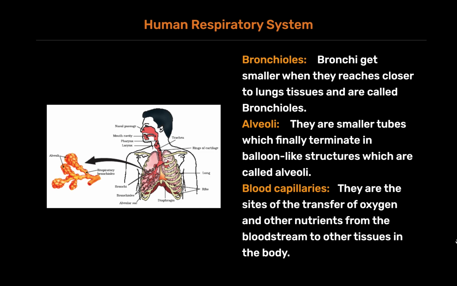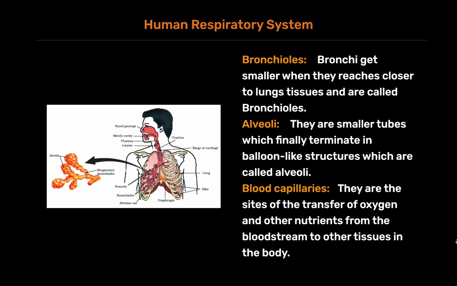Bronchioles are the passageways by which air passes through the nose or mouth to the alveoli of the lungs. The passage divides into smaller and smaller tubes which finally terminate in balloon-like structures which are called alveoli. The alveoli provide a surface where the exchange of gases can take place. The walls of the alveoli contain an extensive network of blood vessels.